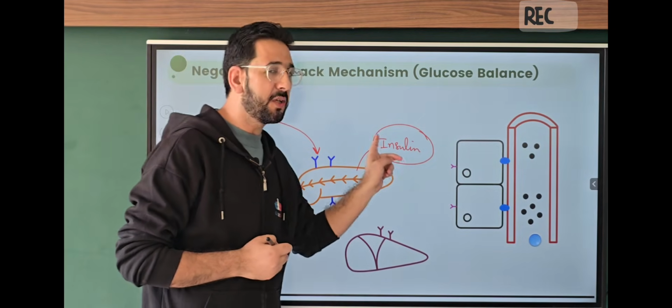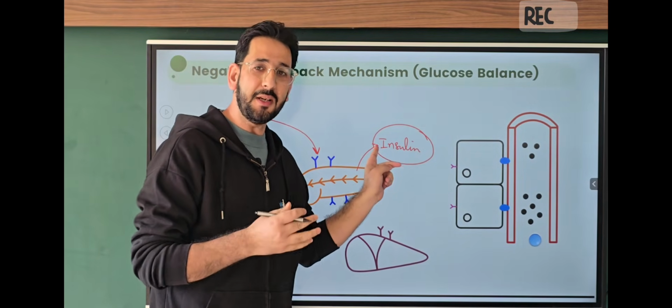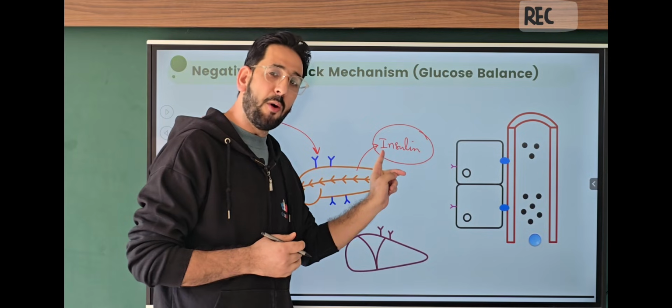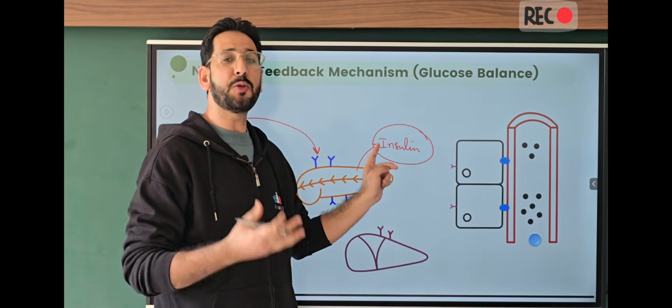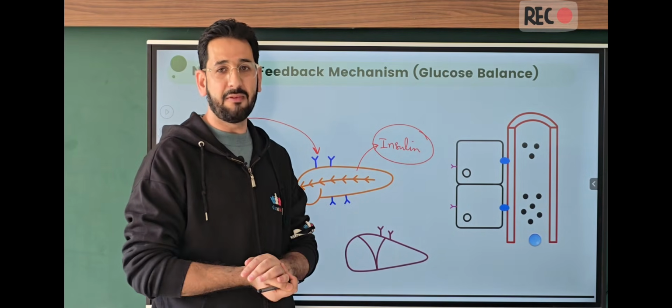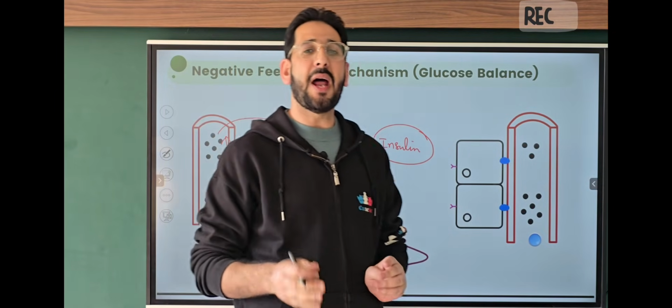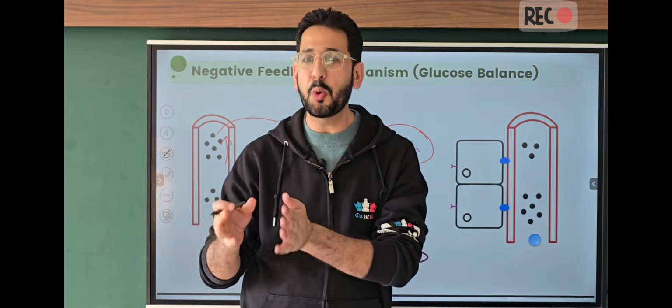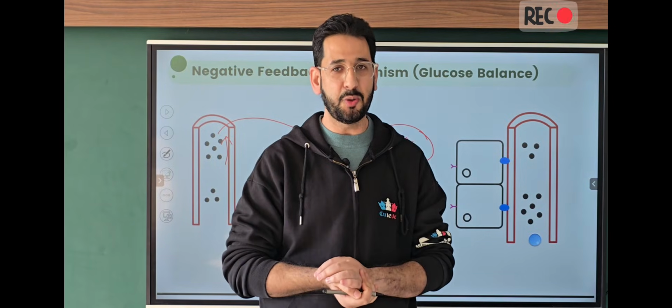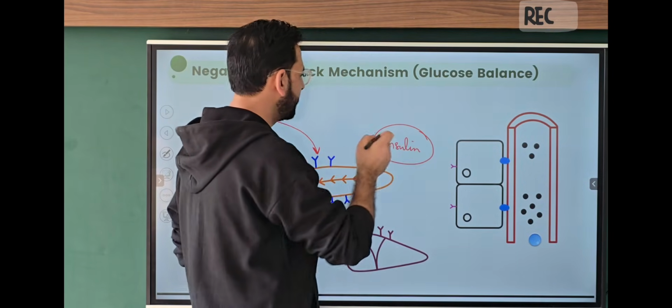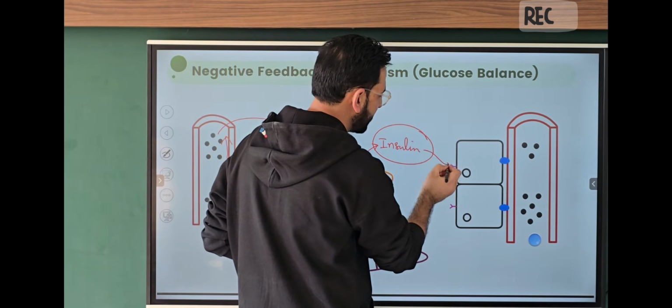Now, what should be the job of this insulin? This becomes the effector. Its job should be to decrease the blood glucose level. Now insulin goes and tries to shift this blood glucose to somewhere where it can be utilized. Now, this insulin goes to the body cells.